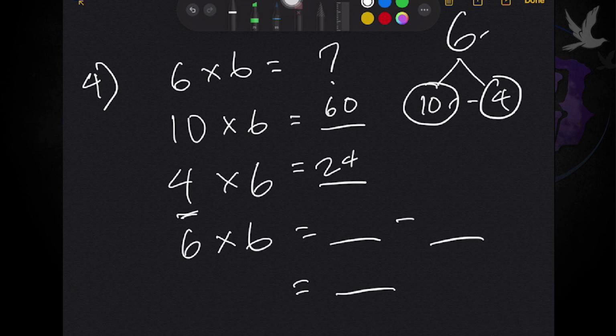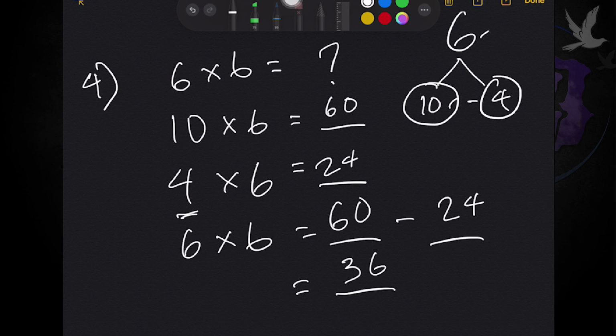Then, using it with the subtraction sentence, it's similar to the addition sentence. Okay. So we have 60 minus 24. And this will give you an answer of how much? 36 in total. Okay? So that's your activity for page 66.